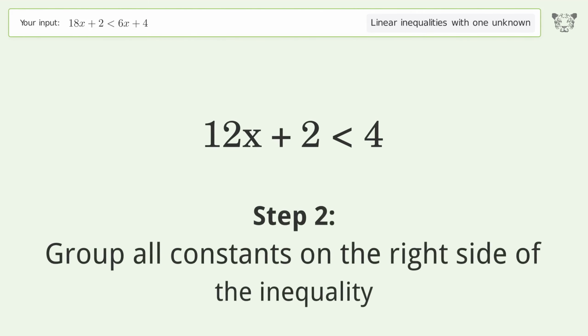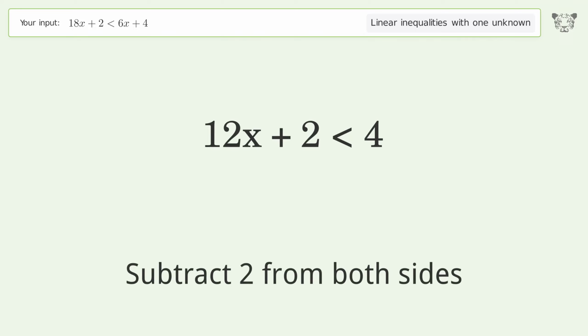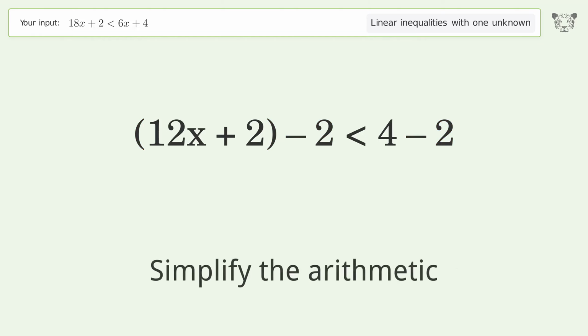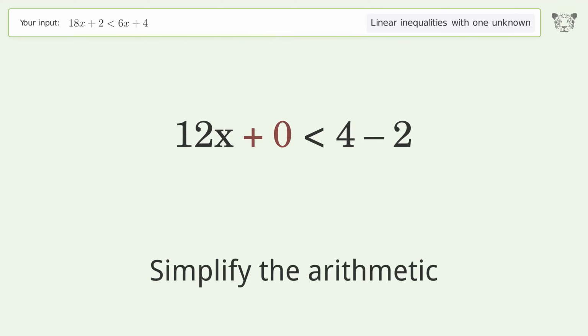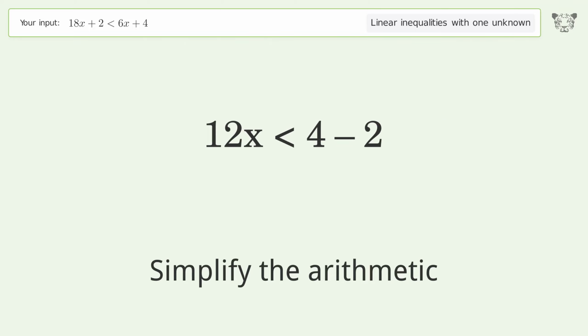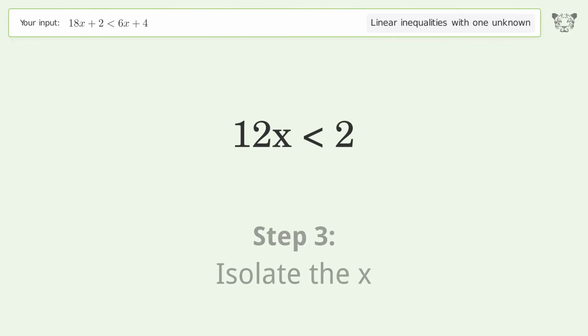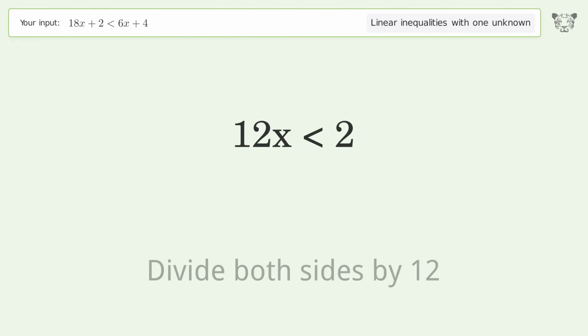Group all constants on the right side of the inequality. Subtract 2 from both sides. Simplify the arithmetic. Isolate the x. Divide both sides by 12.